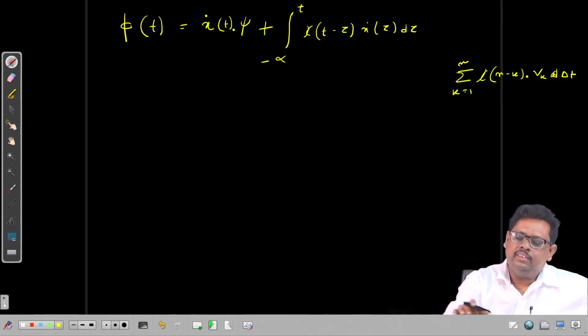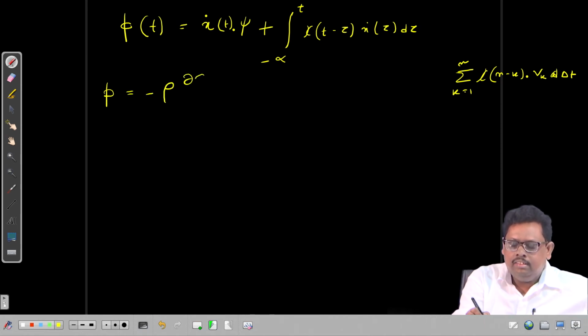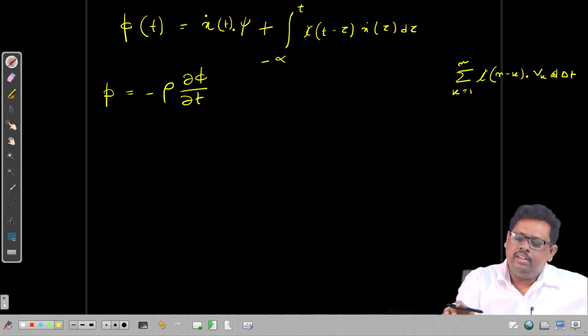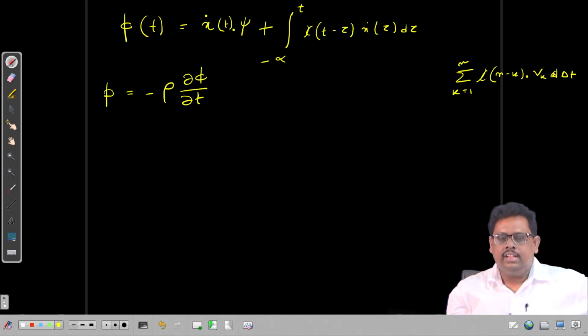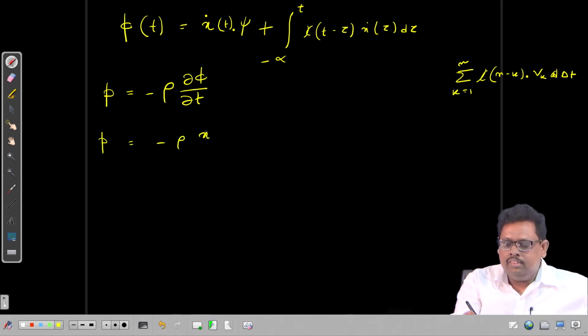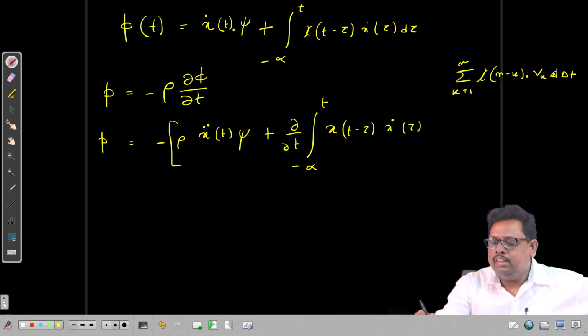Now, when I have the expression for the velocity potential phi, how do I get the pressure? Pressure P is minus rho into del phi by del t. So, I have to differentiate the whole thing with respect to t. I get pressure equal to minus rho into x double dot t multiplied by the psi plus del del t of the integral from minus infinity to t of chi t minus tau x dot tau d tau.